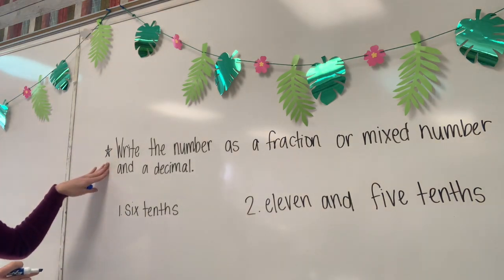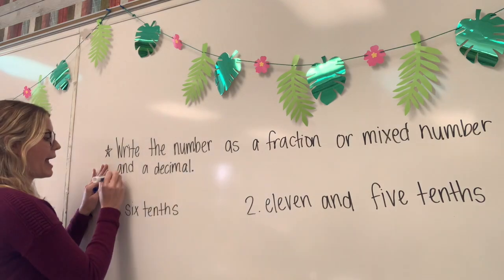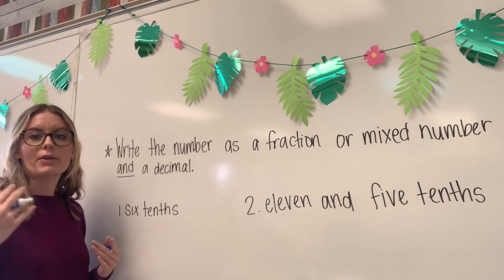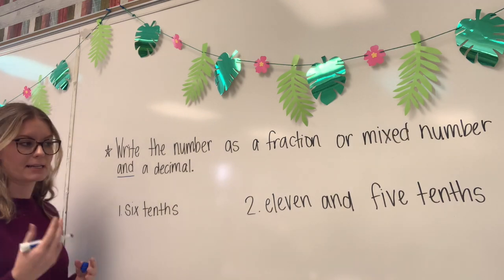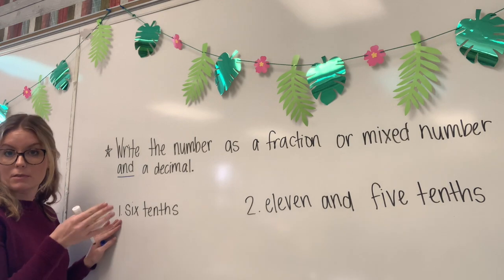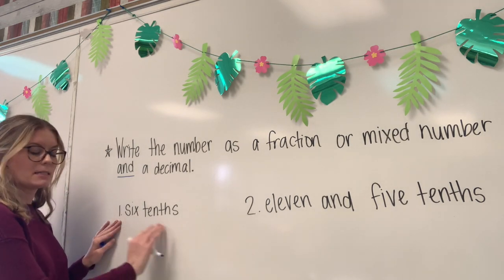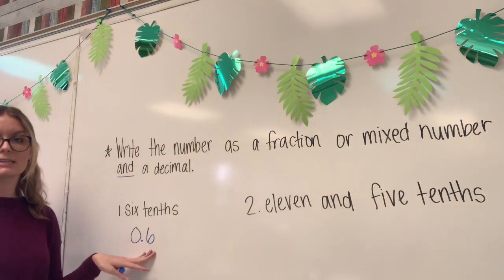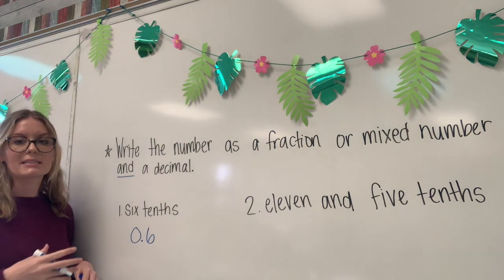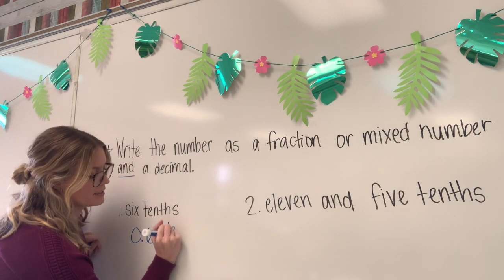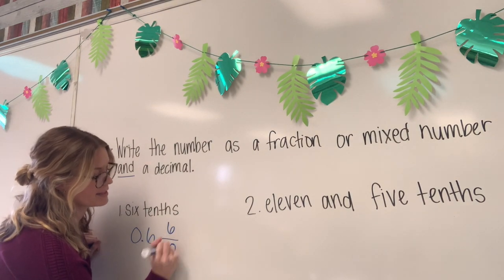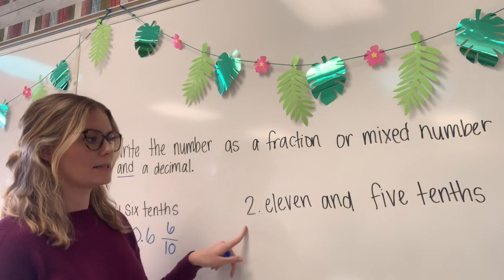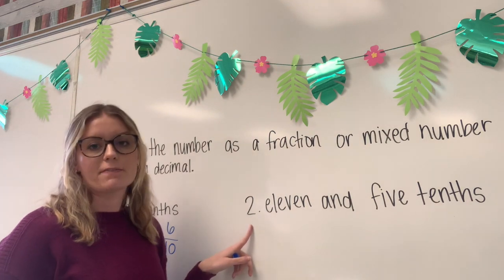Okay, and here's the second type of problem. Your directions say write the number as a fraction or mixed number and as a decimal. So you're gonna do it both ways. That's why it's in word form, so that you can write it as a mixed number or fraction and as a decimal. So we're gonna say it out loud, 6 tenths. So we don't have a whole number, decimal point, and 6 in the tenths place. And then to make this into a fraction, 6 in the numerator and 10 in the denominator. That's 6/10.